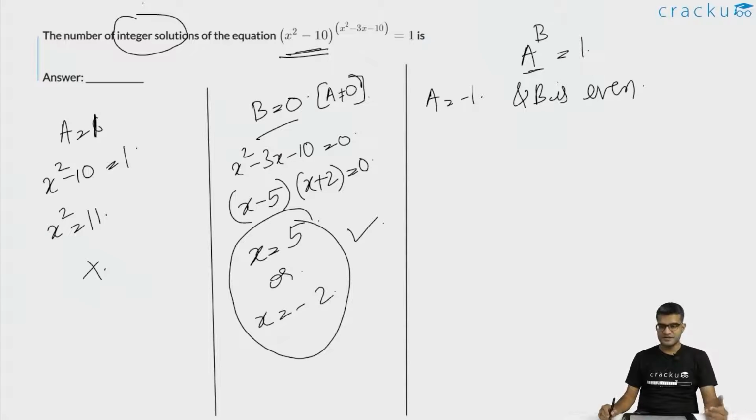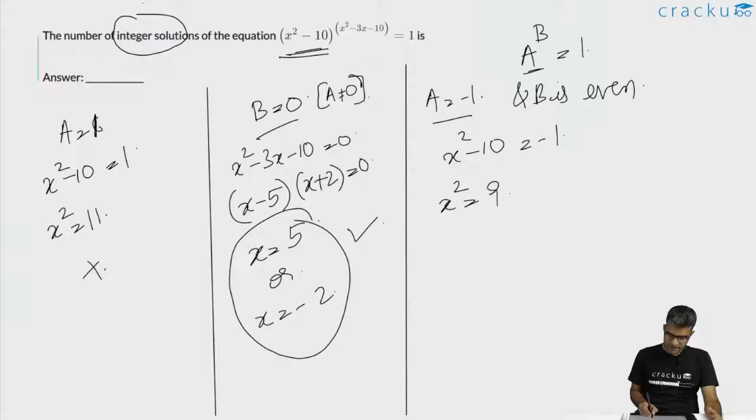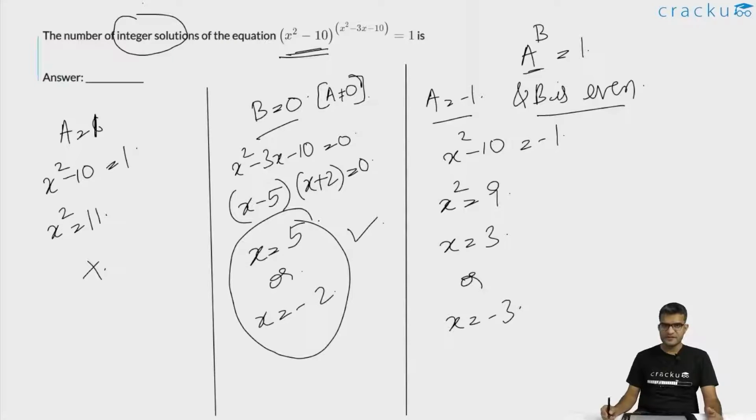Let us look at the third case. A is equal to minus 1. That is, we want x square minus 10 to be equal to minus 1. So x square is equal to 9. So either x is equal to 3 or x is equal to minus 3. What is the value of b? That is, the exponent should be an even number. Exponent is x square minus 3x minus 10, which is x minus 5 into x plus 2.